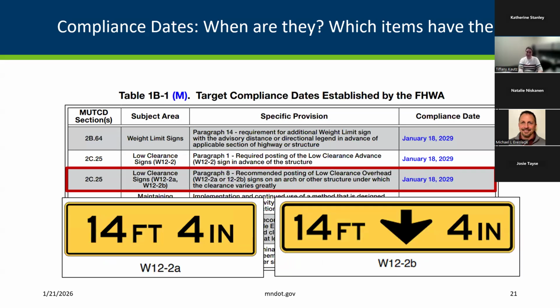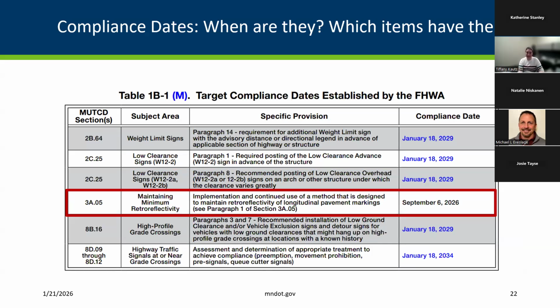Next also applies to items with vertical clearance. So we have a new sign here, the W12-2B. And so the idea here is that in the case of an arch or other structure under which the low clearance varies greatly, 2 or more low clearance overhead signs, one of these, should be installed at the structure itself to give information as to the clearance over the low clearance portion of the roadway. Again, this has a compliance date of January 18th of 2029.